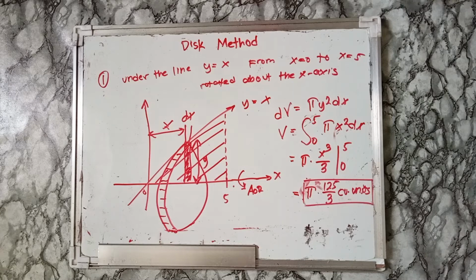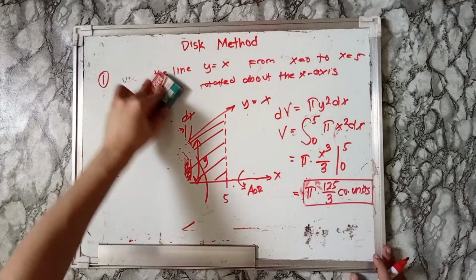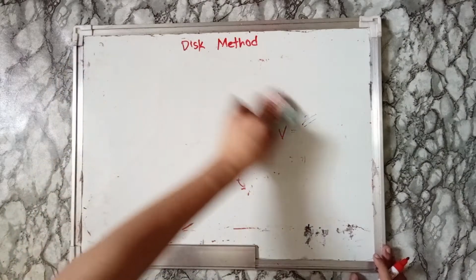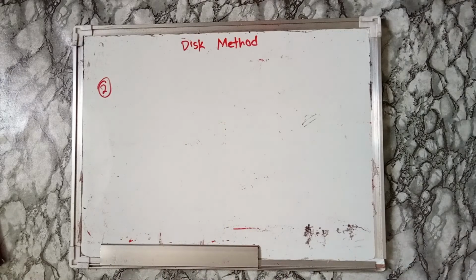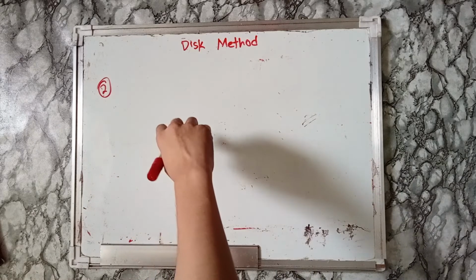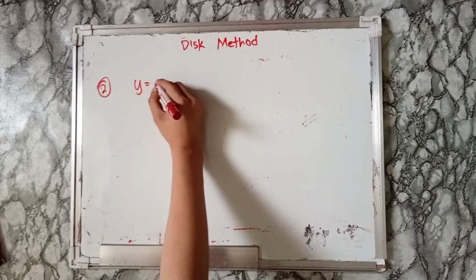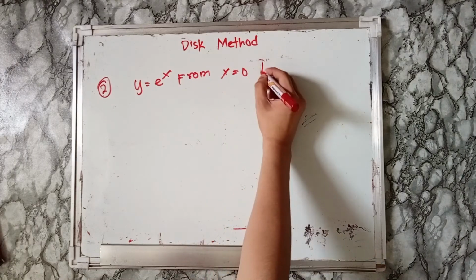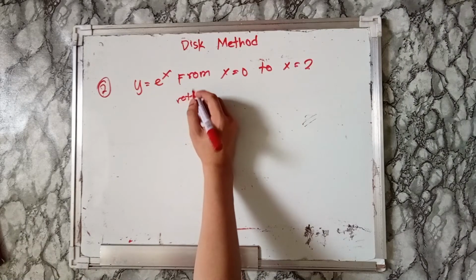Now, let me give you another example. Example number 2. Determine the volume of the area under the curve y is equal to e raised to x from x is equal to 0 to x is equal to 2 rotated about the x-axis.